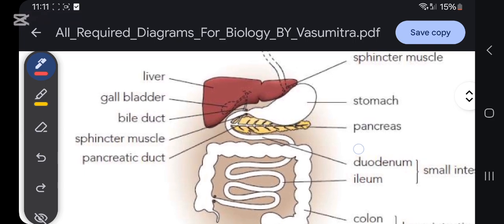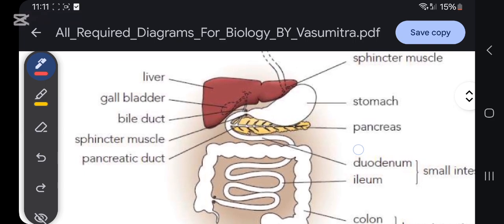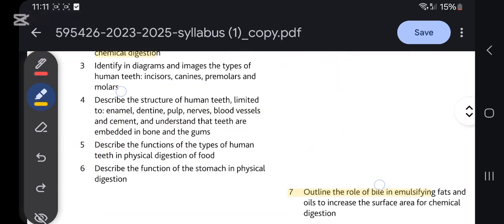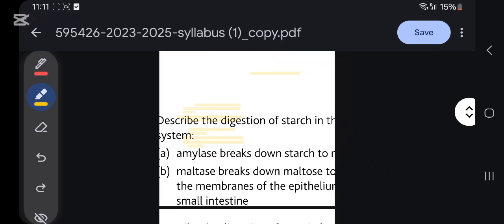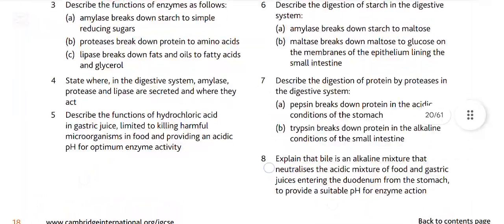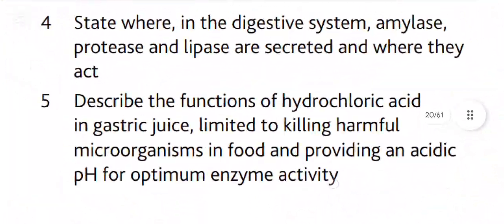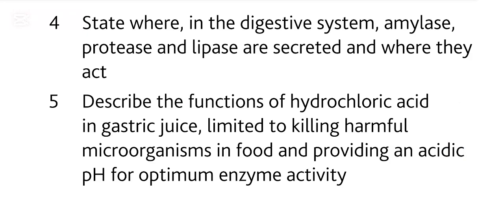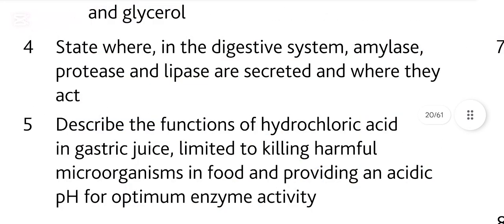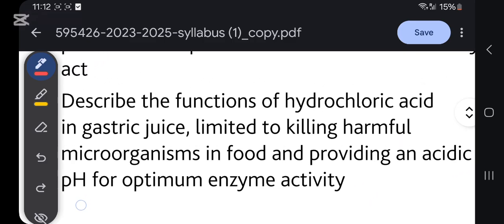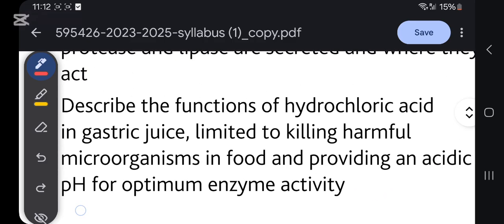As it is said in the syllabus, we'll come back to the syllabus, but for now, I'll show it to you. Just see it over here. Oh my God, all my drawings got erased, the highlights, it's fine. See, this is the function of the hydrochloric acid. You should know it. The hydrochloric acid in the gastric juice kills harmful bacteria, microorganisms basically, and it provides an acidic pH for optimum enzyme activity.